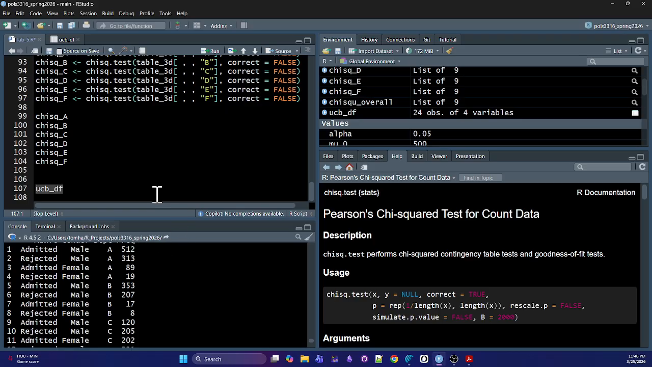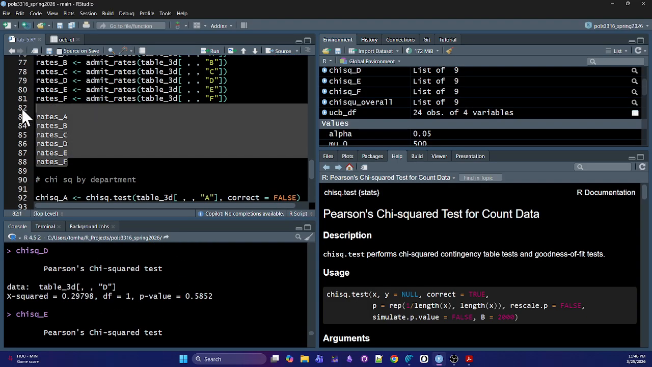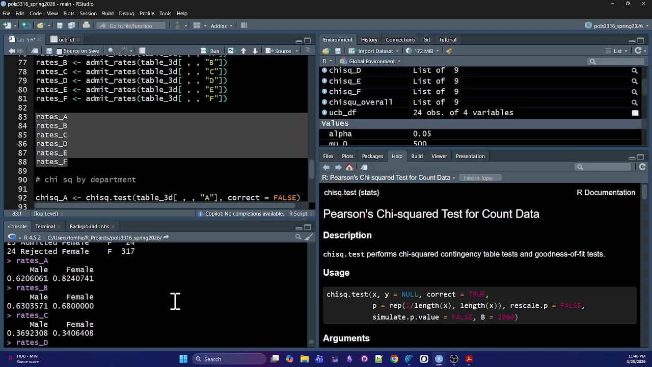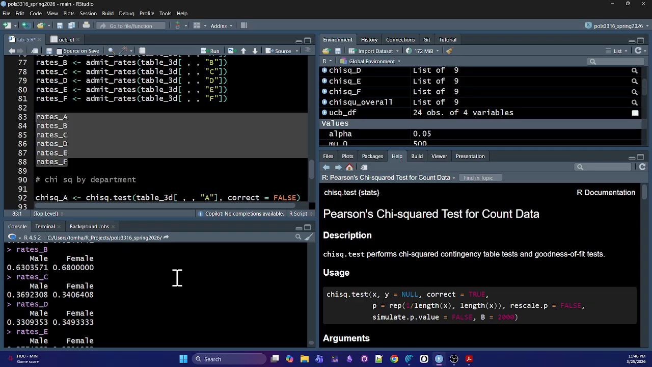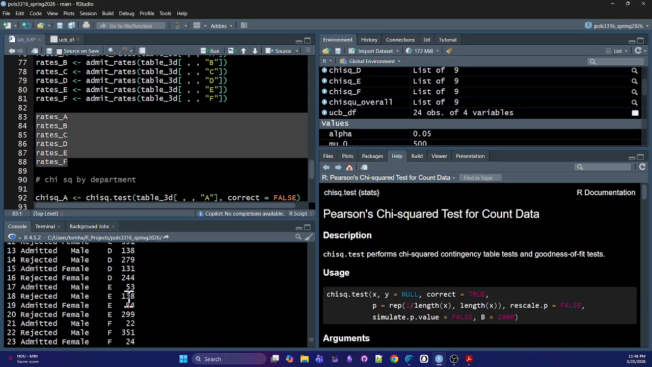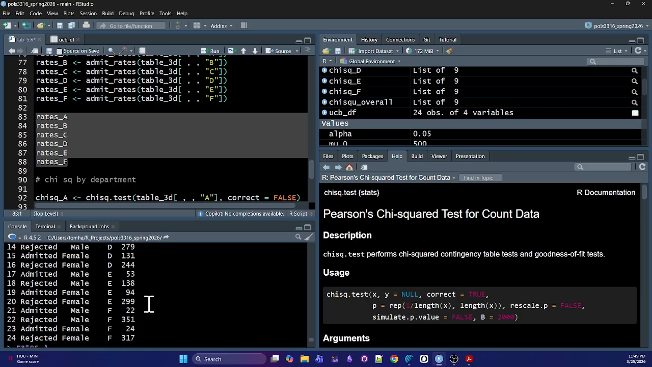Department, let's see. First of all, let's find out the rates. Which department has the lowest admission rates in total? And we can't do that there. So there's a department where women apply, the most women apply, compared to men.